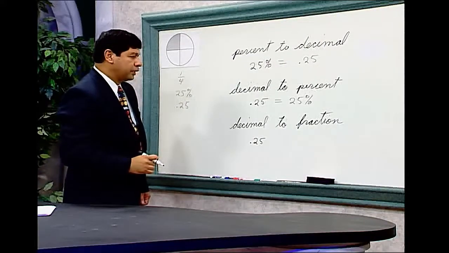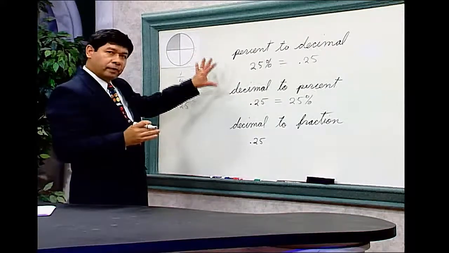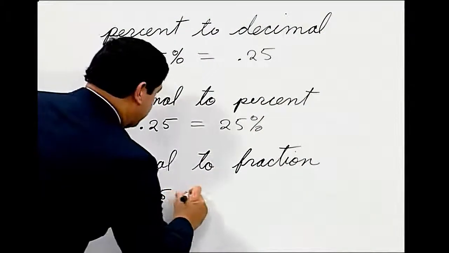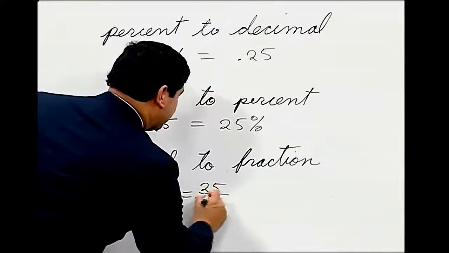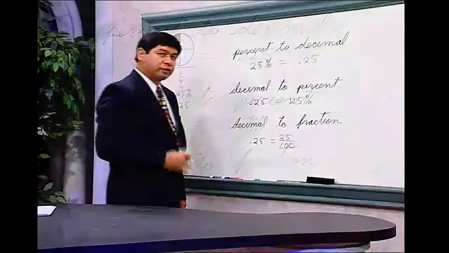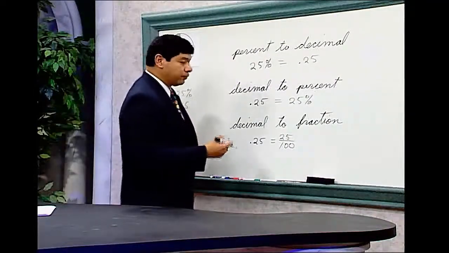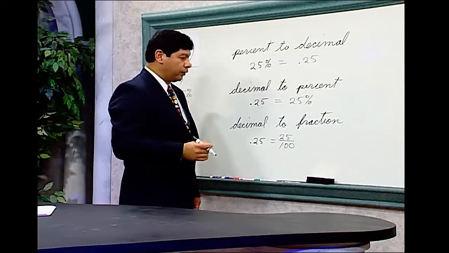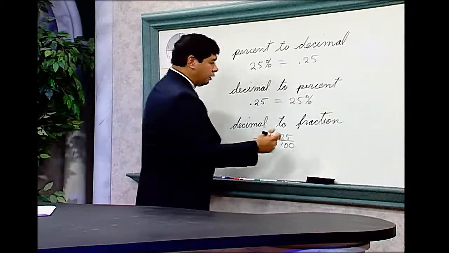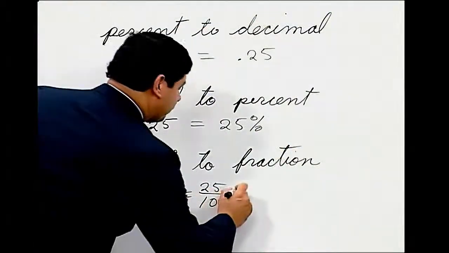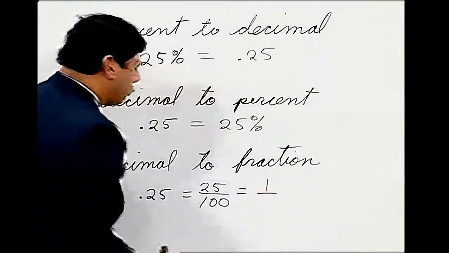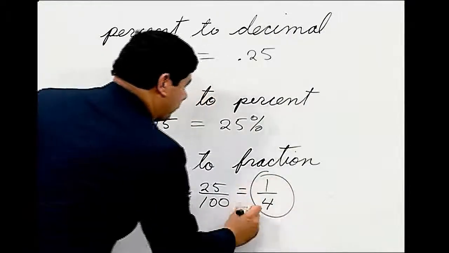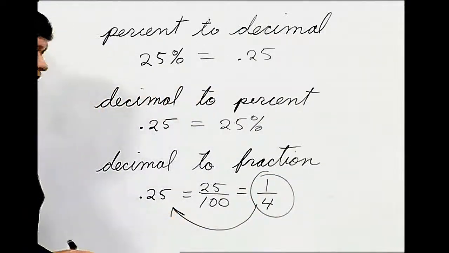A decimal to a fraction. Again, remembering all the rules that we've been working with, 0.25 is equal to 25 over 100, or 25%. So in reducing 25 over 100, we know they do have a common factor. The greatest common factor is 25. So 25 divided by 25 would be equal to 1, and 100 divided by 25 would be equal to 4. So we know that 1/4 is equivalent to 0.25.